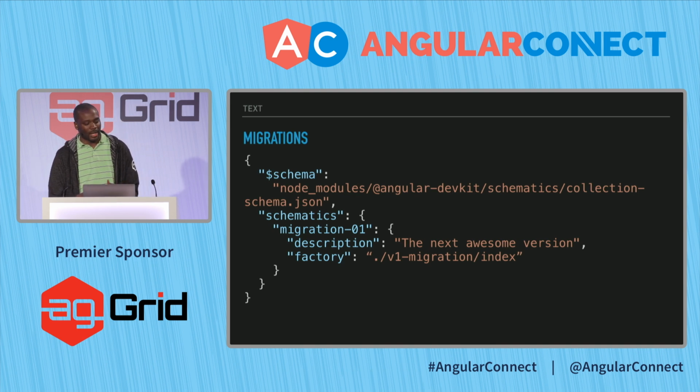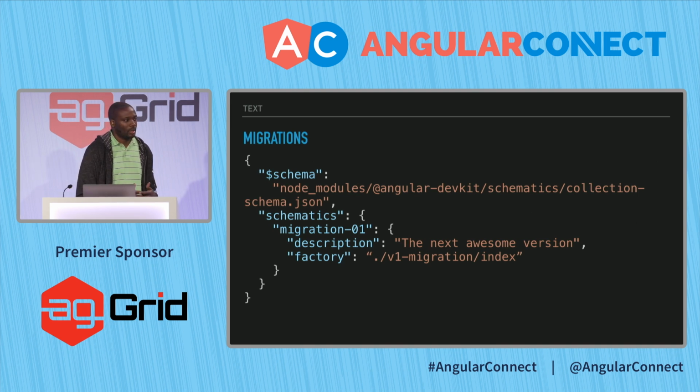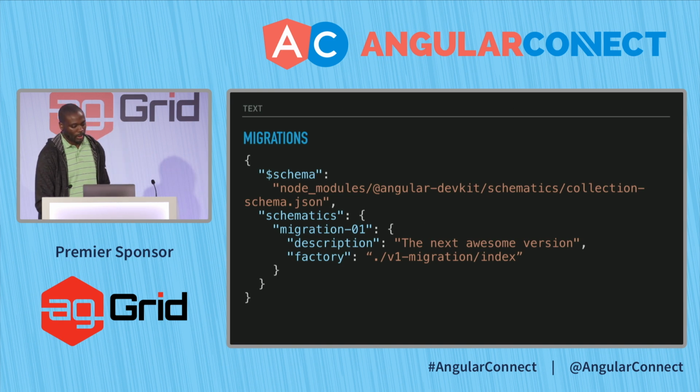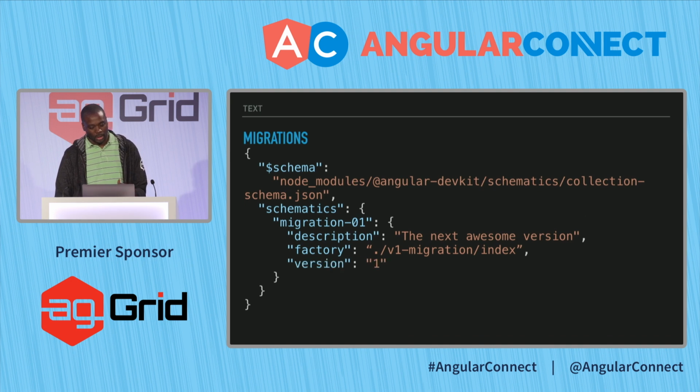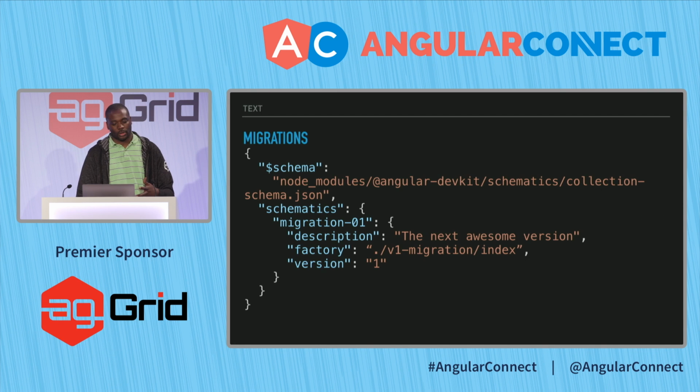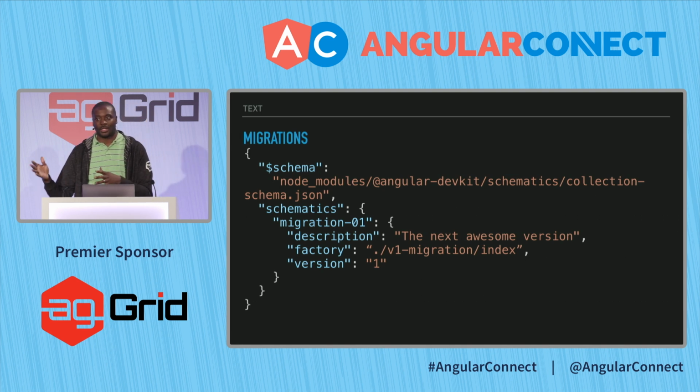You give the schematic a name, a description, the factory function that it references, but it also has a version number, so that in the future you're going to accumulate these migrations over time, but they're only going to be applied to that version that it matches and forward, because it's using semantic versioning under the hood to check those versions to see which migrations it should apply.